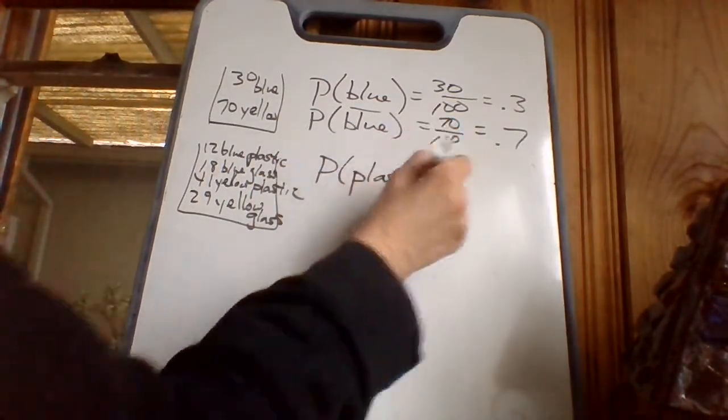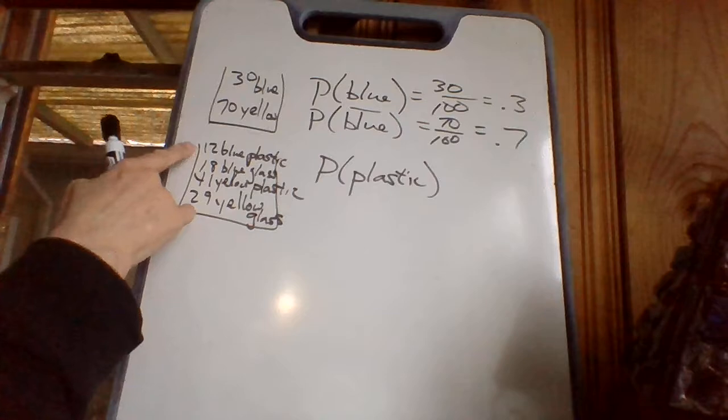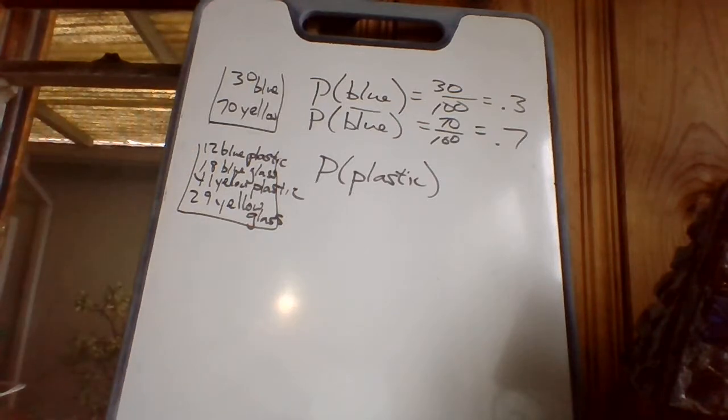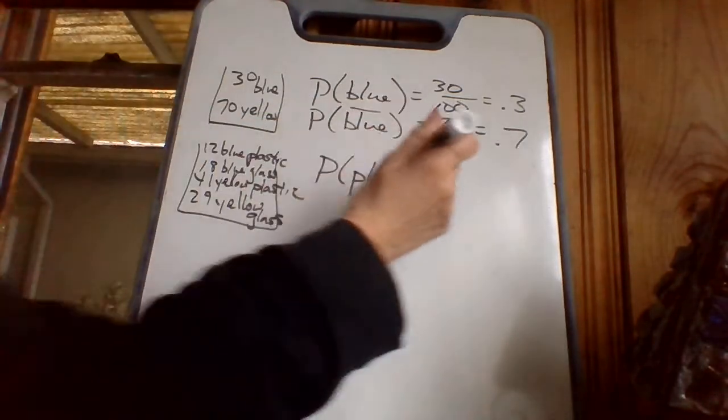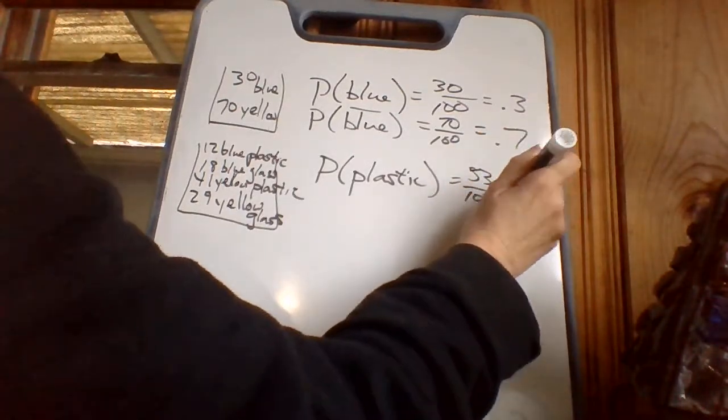There's still only 100 marbles in there, the same exact 100 marbles there were before. So I know it's going to be out of 100. Plastic, those 12 plus those 41. So 53 of them are plastic. So 53 out of 100.